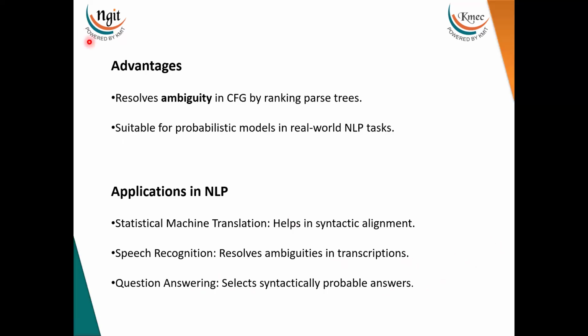Then the advantages: this resolves ambiguity in context-free grammar by ranking parse trees, and is suitable for probabilistic models in real-world NLP tasks. Applications are statistical machine translation, which helps in syntactic alignment, then speech recognition, which resolves ambiguities in transcriptions, then question answering, that is, it selects syntactically probable answers.